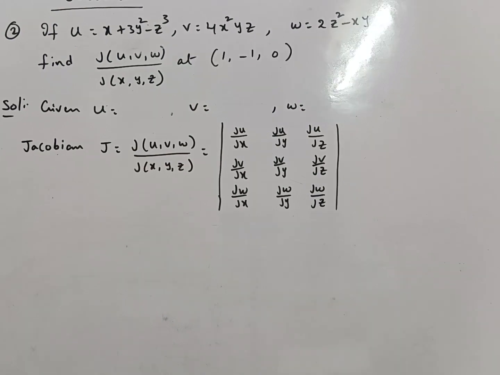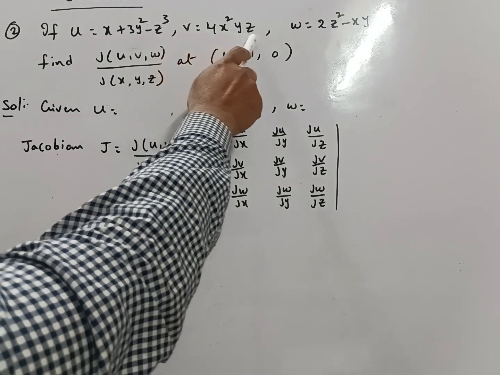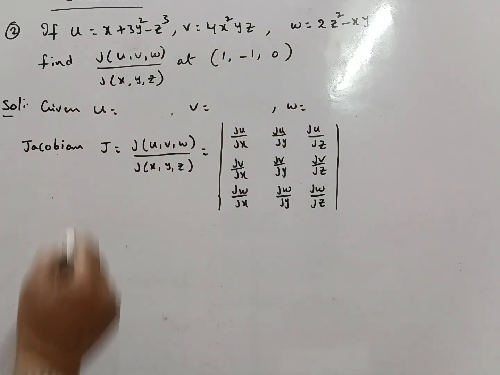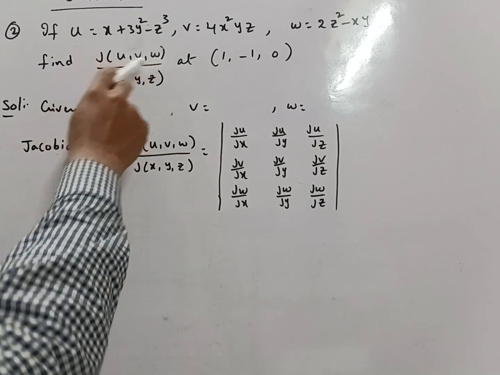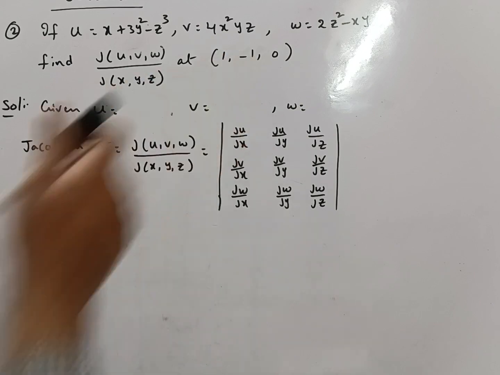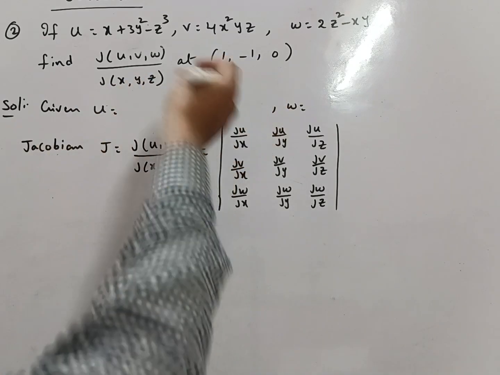Next problem. If u is equal to x plus 3y square minus z cube, v is 4x square yz, and w is equal to 2z square minus xy, then we have to find dou of u comma v comma w by dou of x comma y comma z at 1 comma minus 1 comma 0. He gave the point here. Okay, so let us see how to solve.